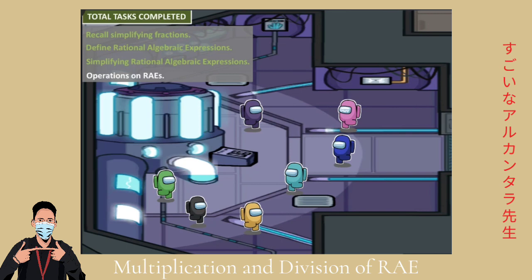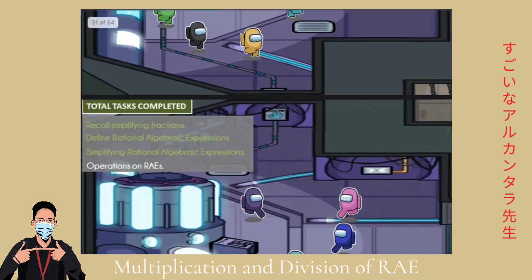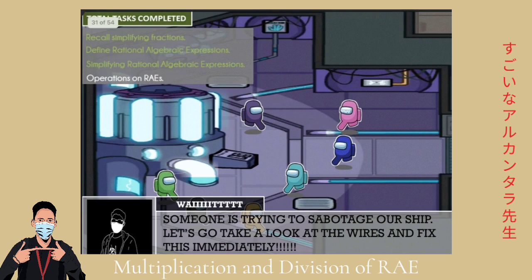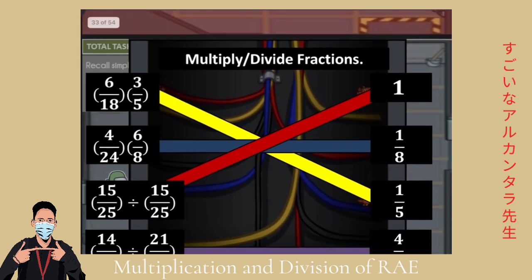Now that we're done with simplifying RAEs, let us continue with performing operations on RAEs. No, we're not going to operate on the crewmates that we have here. No, we're going to operate on, or multiply and divide, rational algebraic expressions. For the last thing that we did, we had something with the wires, and now somehow, some way, someone is trying to sabotage us. So we'll go back at it.